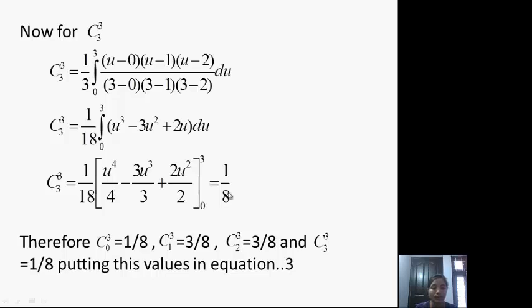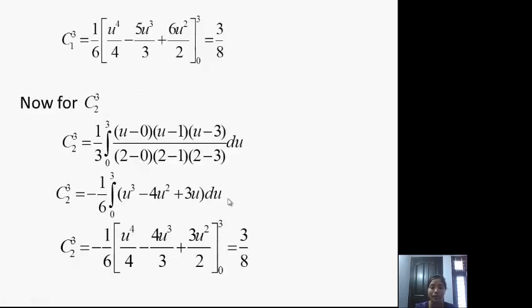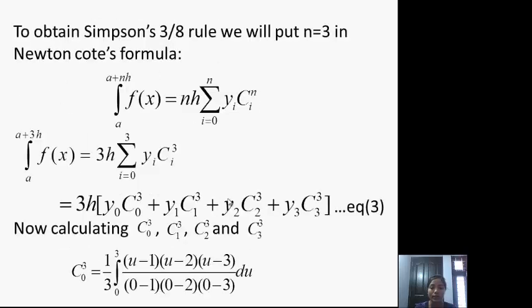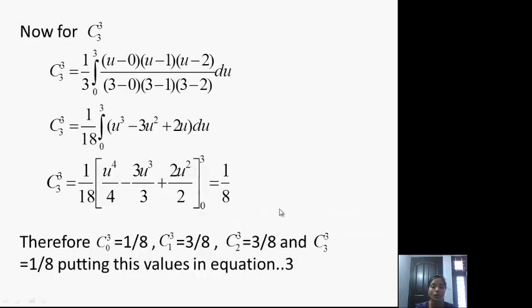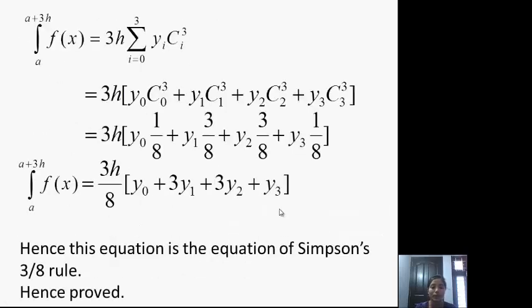And now substituting all these Cotes numbers, that is C_0^3, C_1^3, C_2^3 and C_3^3 in equation 3, that is in this equation, we'll find our Simpson's 3 by 8 rule. That is, when we substitute this in this formula, the simplified form of this function will be 3h by 8 (y0 plus 3y1 plus 3y2 plus y3), and this is our Simpson's 3 by 8 rule.